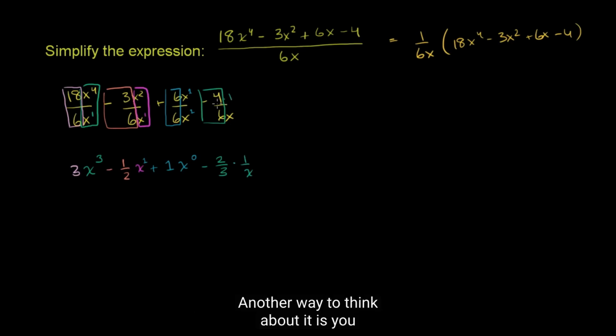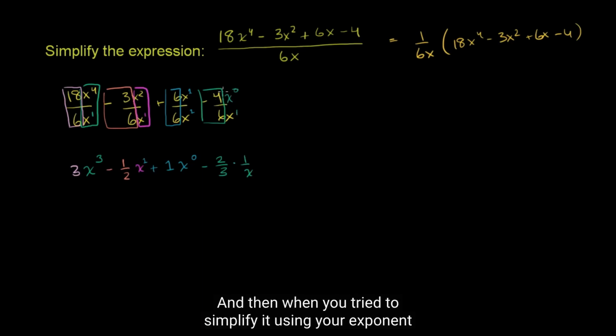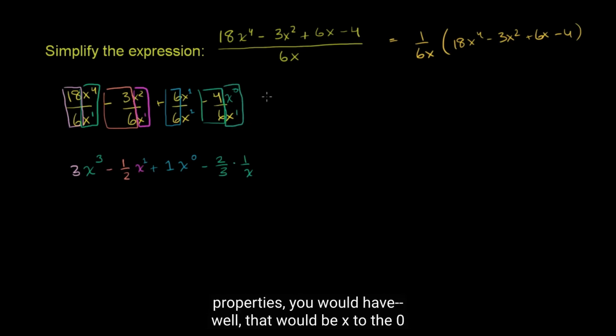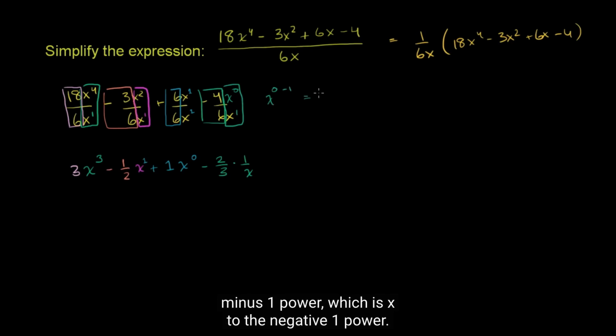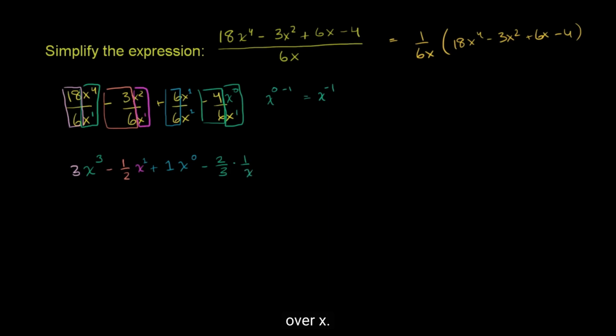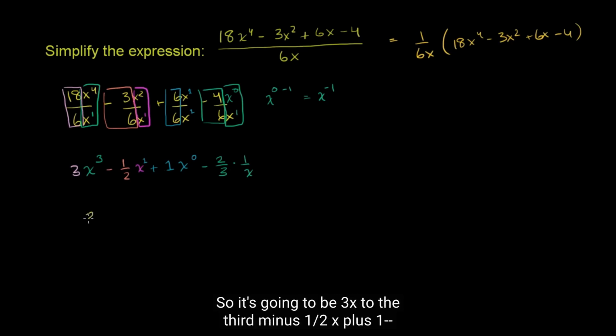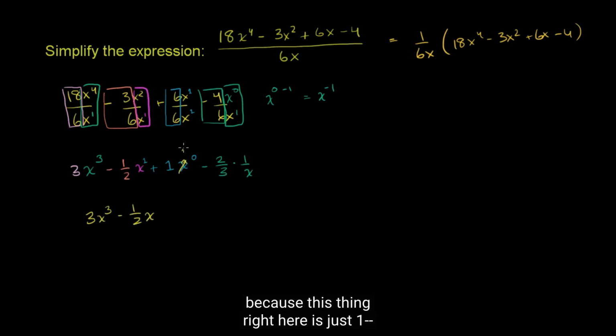Another way to think about it is you could have viewed this 4 as being multiplied by x to the 0 power, and this being x to the first power. And then when you simplify it using your exponent properties, that would be x to the 0 minus 1 power, which is x to the negative 1 power. So we could have written an x to the negative 1 here, but x to the negative 1 is the exact same thing as 1 over x. And so let's just write our answer completely simplified. It's going to be 3x to the third minus 1/2 x plus 1, because this thing right here is just 1, and then minus 2 times 1 in the numerator over 3 times x in the denominator. And we are done.